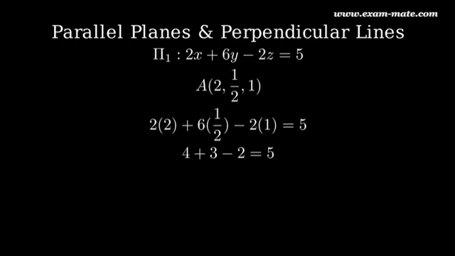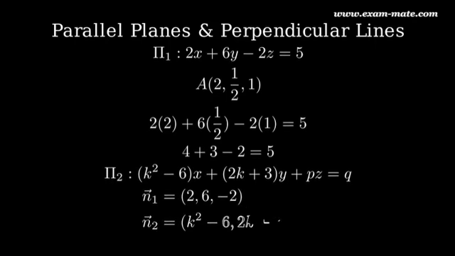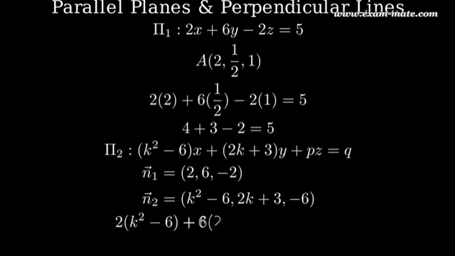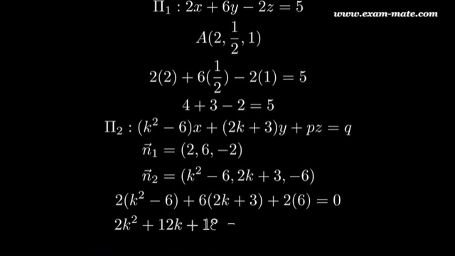For part B, we're given plane pi 2 with this equation. When p equals negative 6, pi 2 is perpendicular to pi 1. For planes to be perpendicular, their normal vectors must be perpendicular. For perpendicular vectors, their dot product must equal 0. Let's set up this equation. When we solve this quadratic equation, we get k equals negative 3.